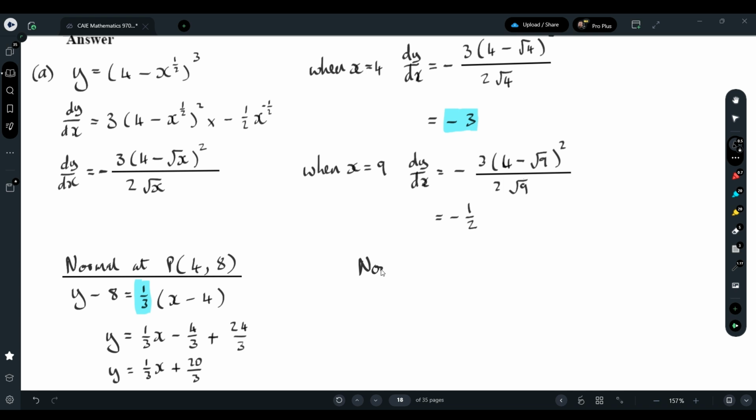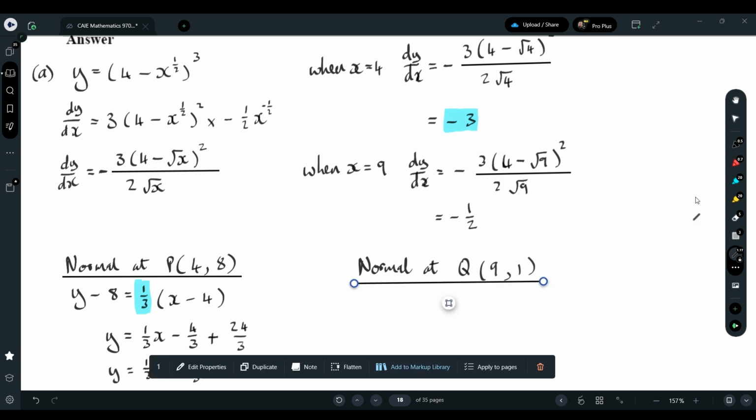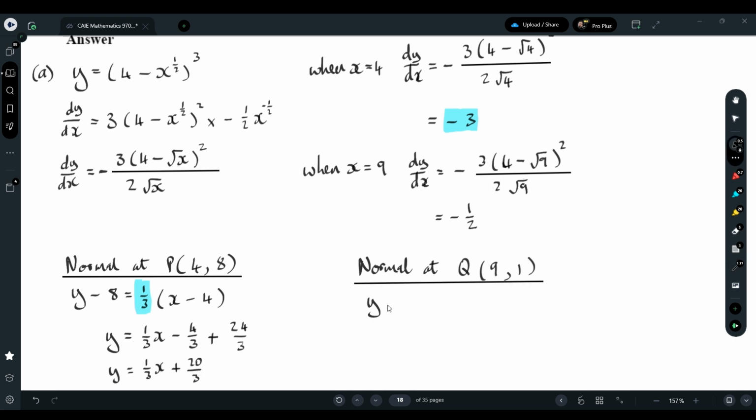Now, we also need to find the normal at Q, which was the point (9, 1). We're going to follow a very similar process. This time we would say y minus 1 is equal to 2 (x minus 9). And hopefully we are now familiar with where all of these values came from. The minus 1 is subtracting the y coordinate of Q. Minus 9 is the subtraction of the x coordinate of Q.